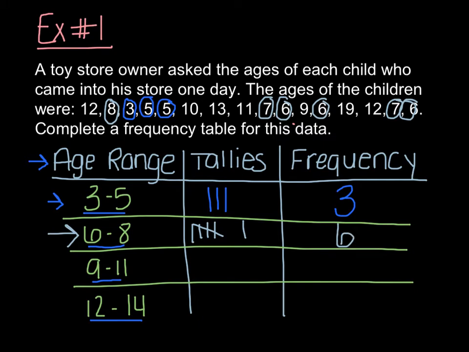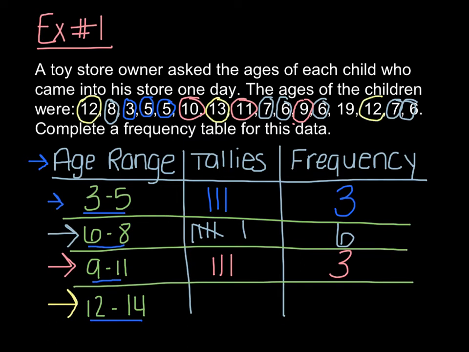Now we're looking for kids 9 to 11. That means 9, 10, and 11. We have 1, 2, 3. So 3 tally marks, and the frequency is 3. And our last age group is 12 to 14-year-olds. So we have 12, 13, and another 12-year-old. So again, there's 3 of them. So the frequency is 3. Now this number, we only had one left over, which was 19, which would be an outlier, like we talked about before.